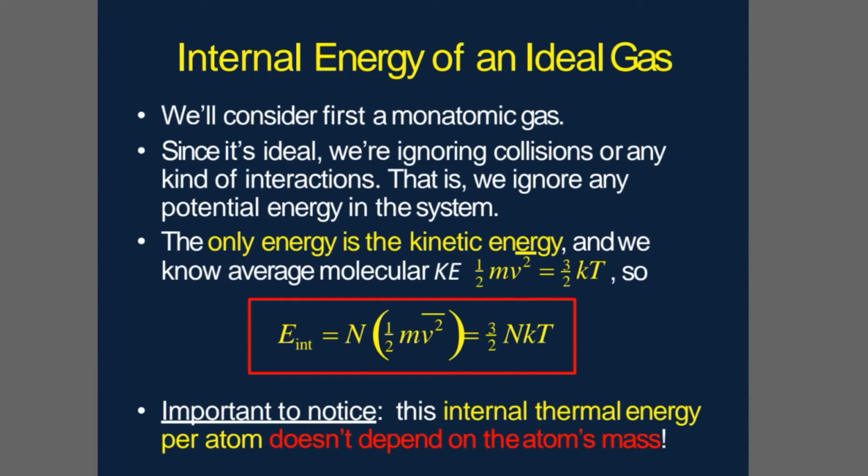Internal energy of an ideal gas. We will consider first a monoatomic gas. Since it is ideal, we are ignoring collisions or any kind of interactions. That is, we ignore any potential energy in the system. The only energy is the kinetic energy, and we know the average molecule KE is half mv square equal to 3/2 kT. Important to notice here, this internal thermal energy per atom doesn't depend on the atom's mass.